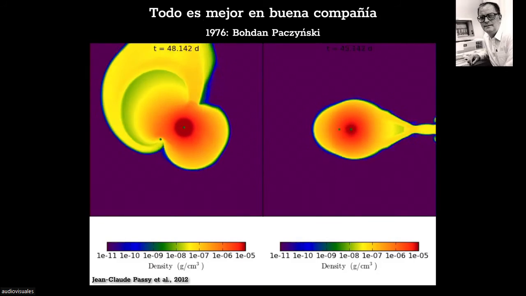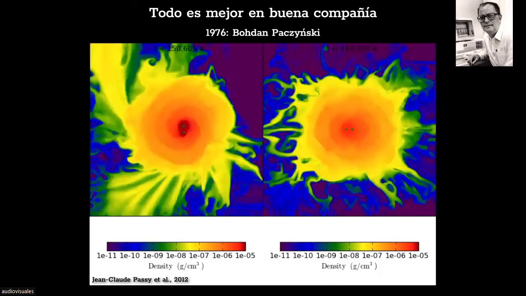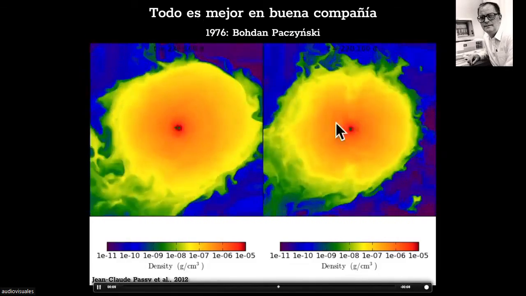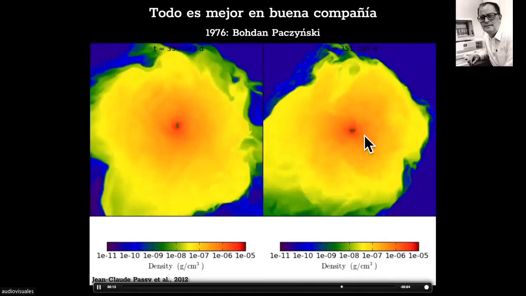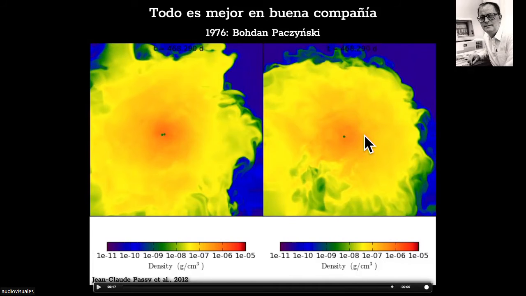This would be another representation of the same phenomenon. We are seeing here from the top, and here this is an edge-on view. These two stars are in this plane. And the envelope at the end of this process would be suddenly ejected.